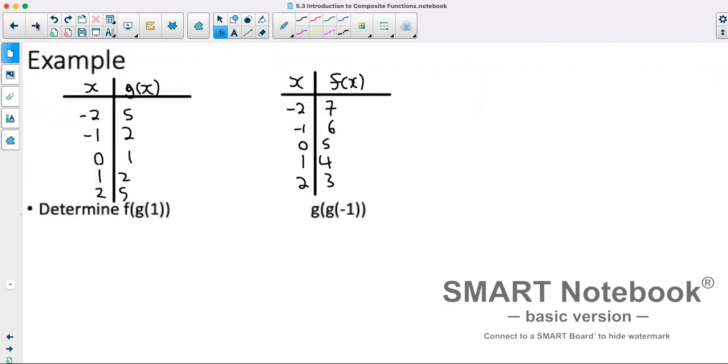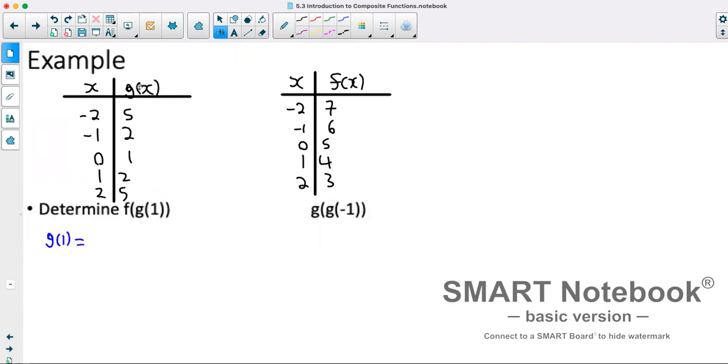In this example, we have two tables of values, one for g of x, one for f of x. We want to determine f of g of 1 and g of g of -1. So we'll utilize these tables to do that. We'll start with our inner function. This one's inner function is g of 1.